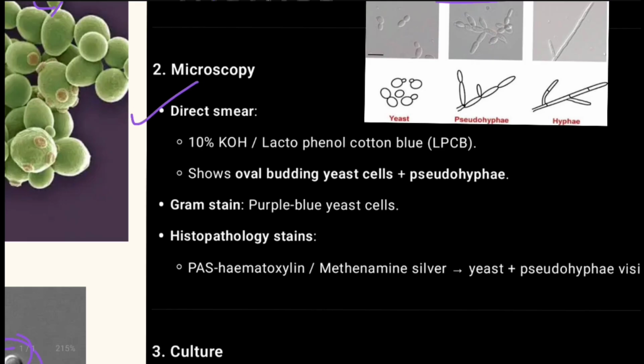Through direct smear, we can observe a slide, or we can go for Gram stain, or also any other histopathological stains. In direct smear, we can opt for the 10% KOH method, or we can also go for the lactophenol cotton blue technique. In such a condition, in the direct smear, we will see oval budding yeast cells and pseudohypha.